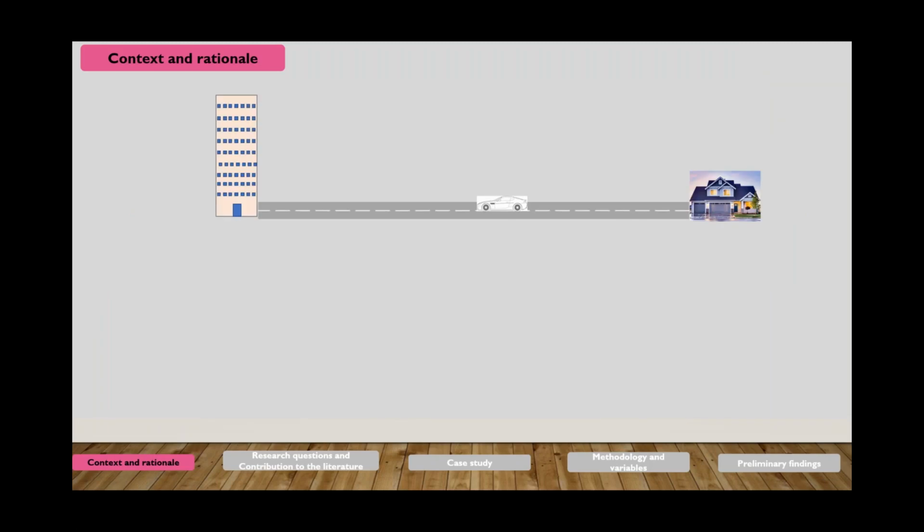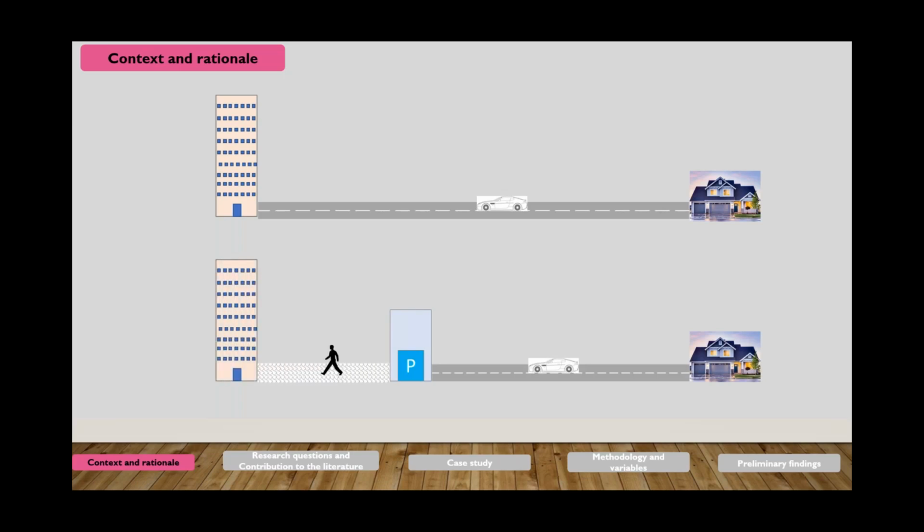When we think about commuting, and especially a car trip, we tend to think about a trip that starts from home and ends at workplace. However, if we look in detail, we actually drive from home to a parking at workplace and then walk from parking to workplace. This second part of the journey has been almost neglected in parking studies, and this is the focus of my research here.